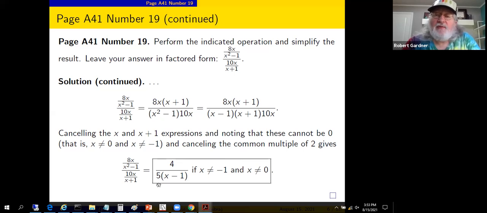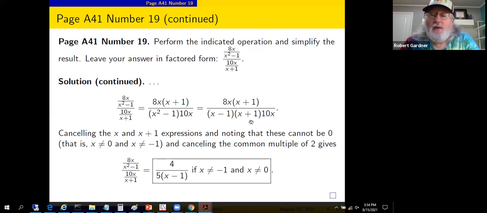That's where the 4 and the 5 come from. We've canceled these, and we've canceled the x's. So the only thing with x's in it left is this x minus 1 right here. But the original expression doesn't equal this alone. It's the same problem. Look at this up here.